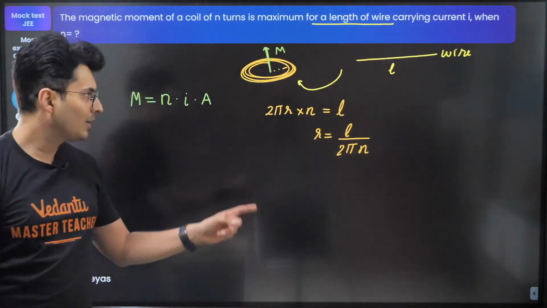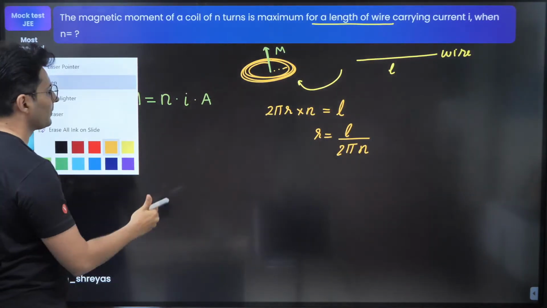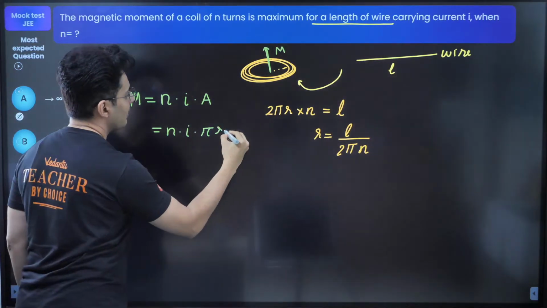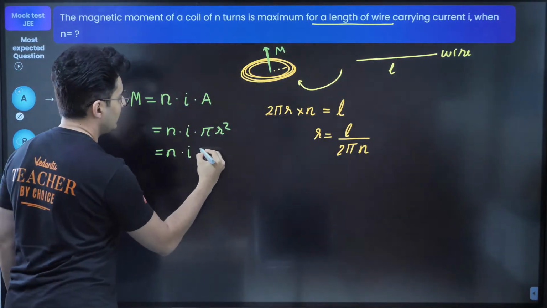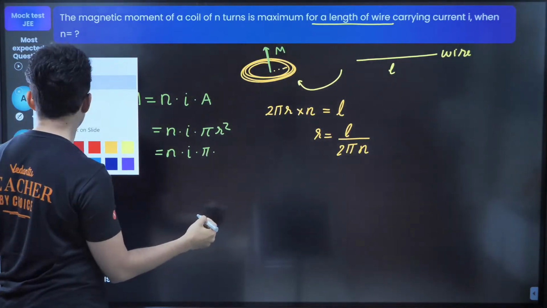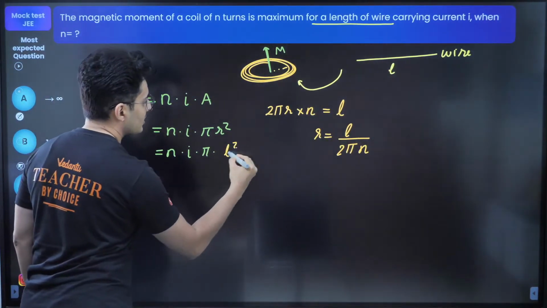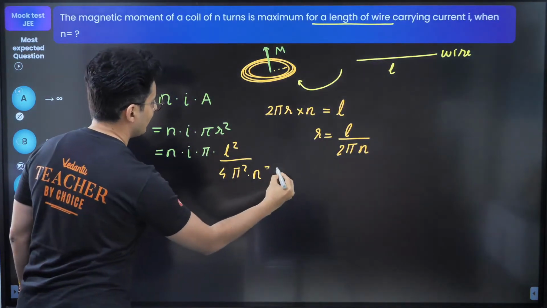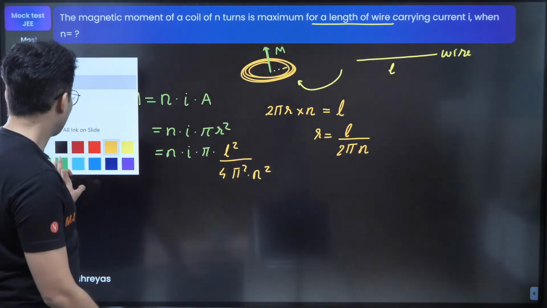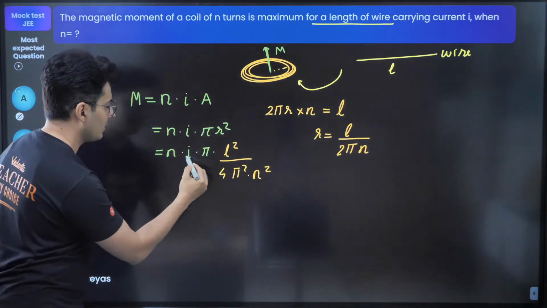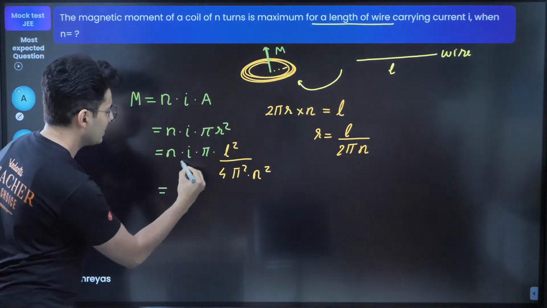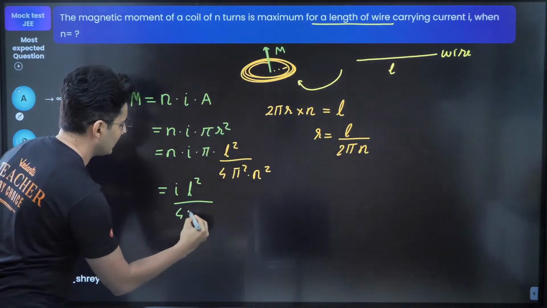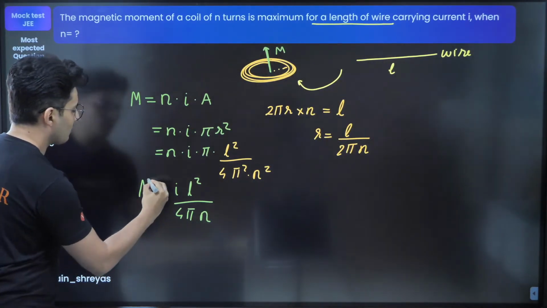Now why do I need that? Well, I need to substitute the value of area. So this is number of turns into current, and area is nothing but pi r square. So this will be n into I into pi into radius square. Radius, take it from here. It will be L square by 4 into pi square into n square. Now if you notice, everything else will cancel out: one pi will get cancelled, current will be there, L square will be there, one n got cancelled, 4 is there, pi is there, and n is there. So this is your magnetic moment.